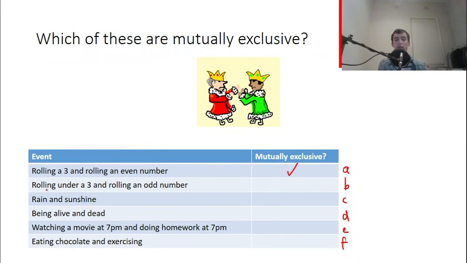Okay, rolling under a 3 and rolling an odd number. Does an outcome have to be only one of those events or can it be both? The numbers under 3 are 1 and 2. And the odd numbers are 1, 3, 5. So you can have an outcome in both, which is the number 1. So this is not mutually exclusive.